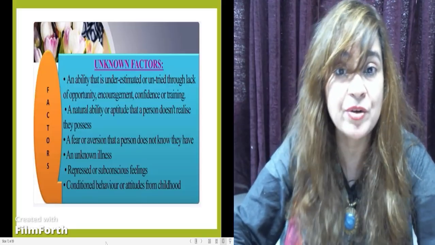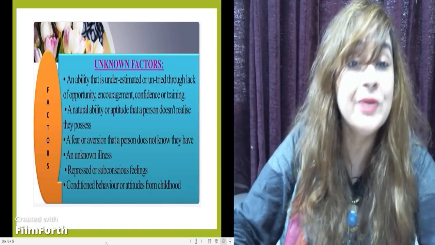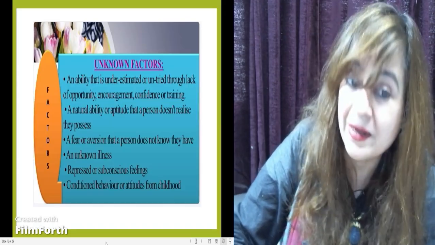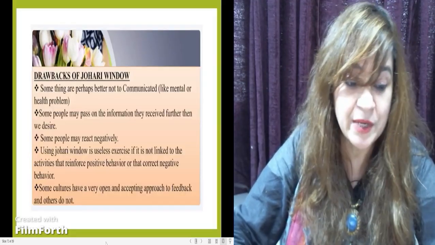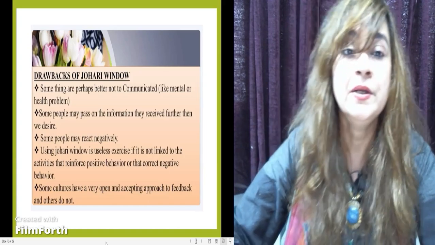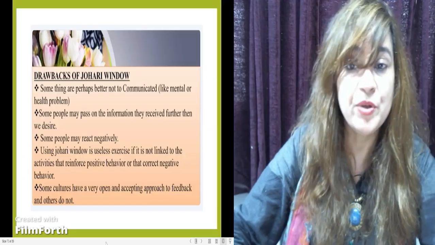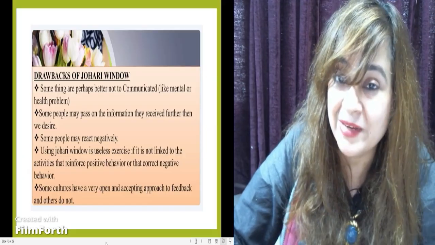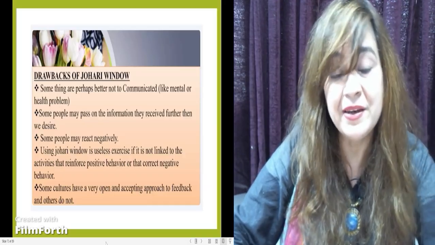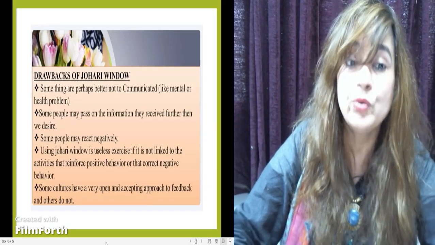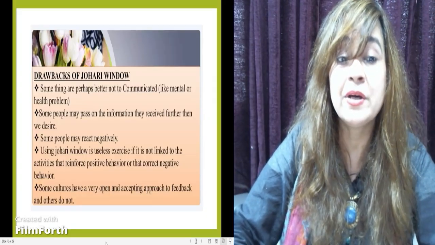We need to take feedback from others, and there are so many things that we might have, certain unknown illnesses that we are not aware of. There are so many unknown factors within us, certain feelings, traumas, childhood traumas that might be there within us which we are not even aware of. What are the drawbacks? Obviously, if we are not communicating well, we do not want to talk about our certain feelings, we have certain fears, and we have those hidden areas within us, then we can have mental and health problems. So we need to be very careful, and we need to vent out our feelings, and we have to correct our negative behavior.